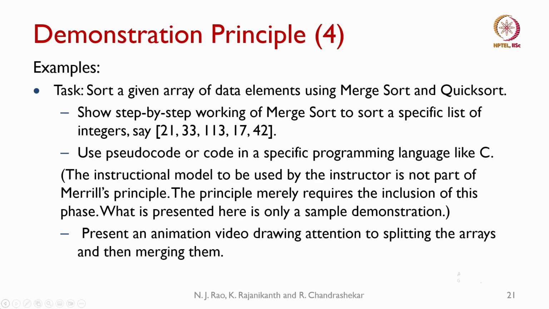Examples again, same task: sort a given array of data elements using merge sort and quick sort. It can be a step-by-step working of merge sort to sort a specific list of integers, say some numbers like 21, 33, 113, 17, 42. The instructor could use pseudocode or code in a specific programming language like C. It depends upon the rest of the instruction plan of the instructor.